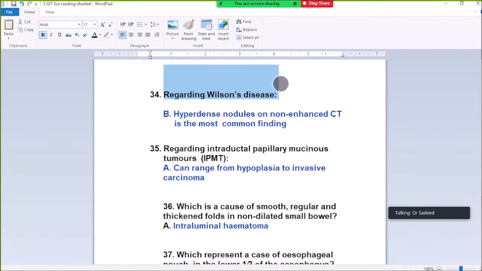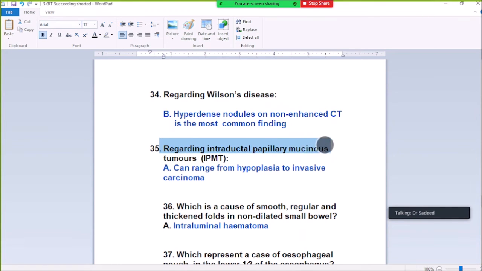Question 34. Regarding Wilson disease, hyperdense nodule on non-enhanced CT is the most common finding in Wilson disease. In the liver. Okay. Wilson disease shows nodules in the liver, so hyperdense nodule on non-enhanced CT is the most common finding in Wilson disease.